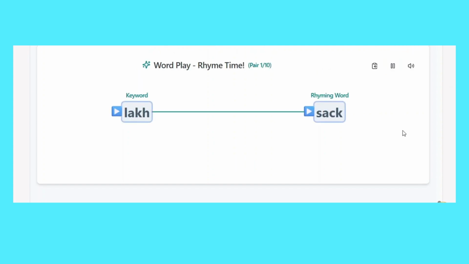Lakh. Sack. Crore. More. Rice. Dice. Tens. Fence. Chitty. City. Million. Pavilion. Pattern. Saturn. Sun. Fun. Earth. Birth. Mumbai. Come by.